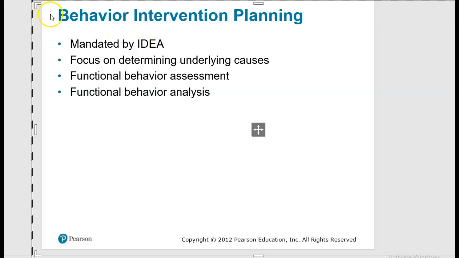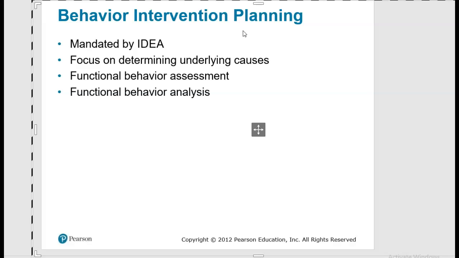You may have done some work with a BIP before, you may not have, depending on where you are in your courses at Prince Marian. If you have not taken the course that involves a BIP, you will. Some of you I know have already written BIPs out in your own classroom. So some of you know about this and have already been doing it. Behavior intervention planning is mandated by IDEA.